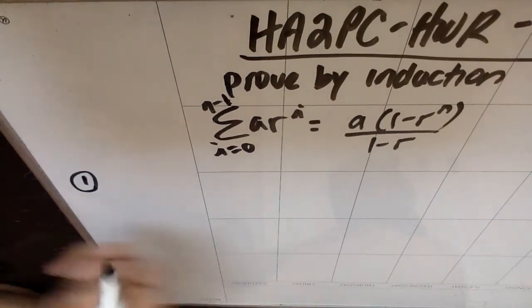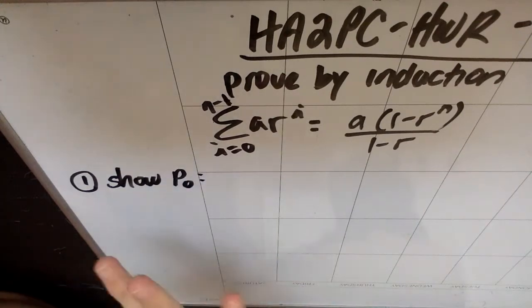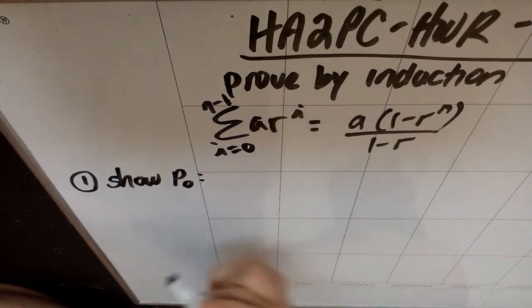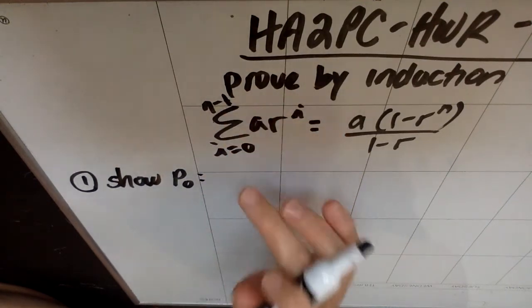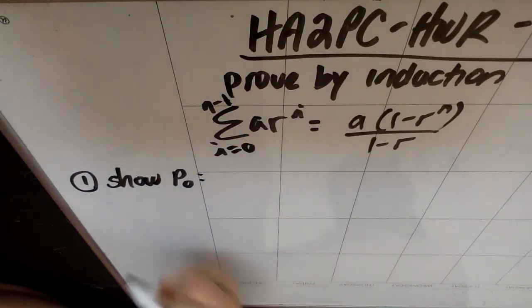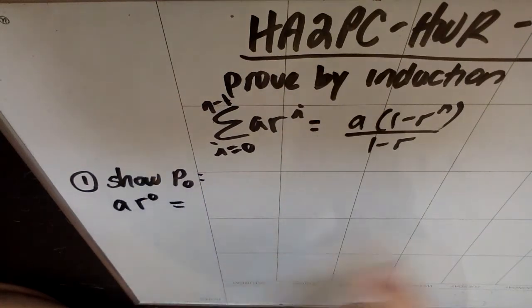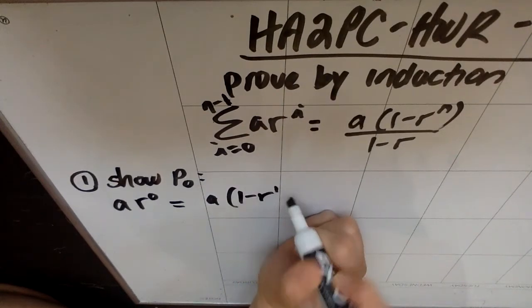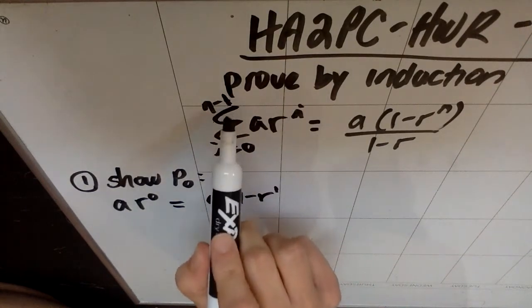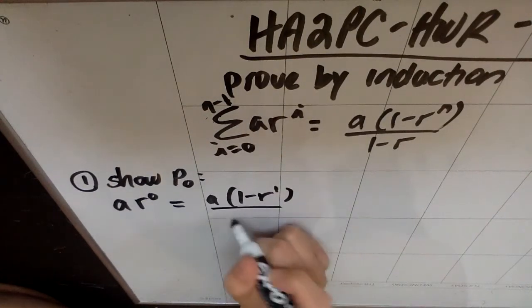So we're going to show that P sub 0 works, right? That this statement works for 0. So if I were starting at 0 and ending at 0, then I'd have a times r to the 0 on this side. And on the other side, I'm going to have a times 1 minus r to the first, right? Because if I'm starting and ending at 0, then n must be 1, over 1 minus r.